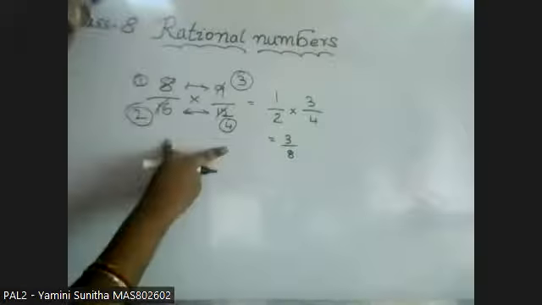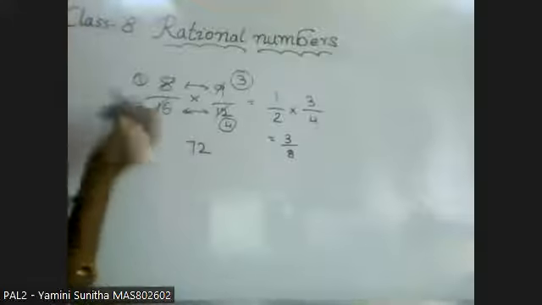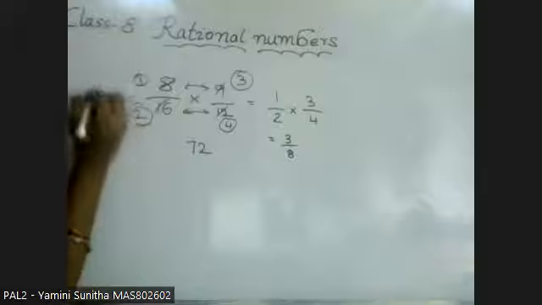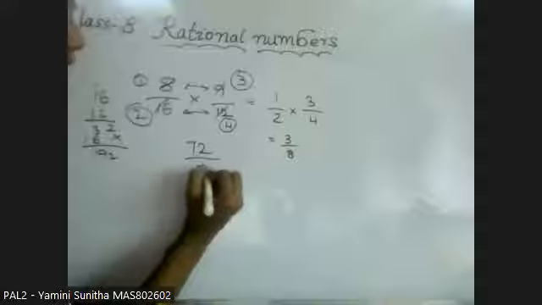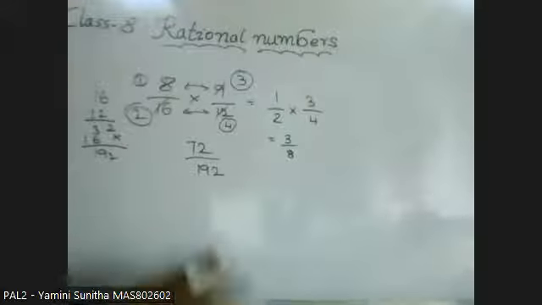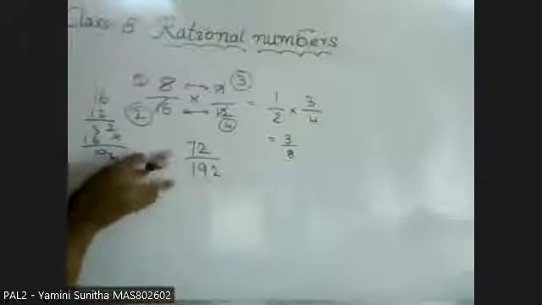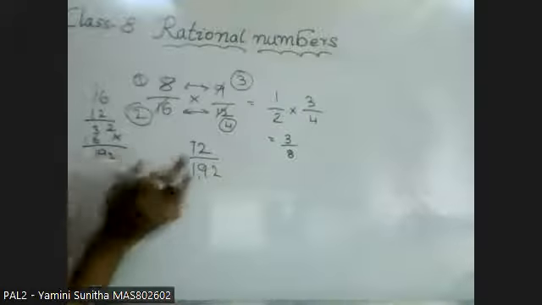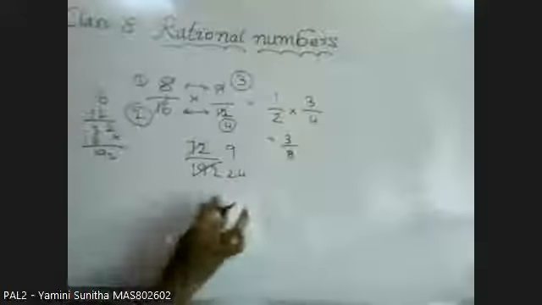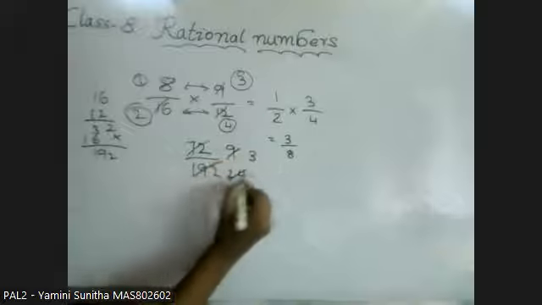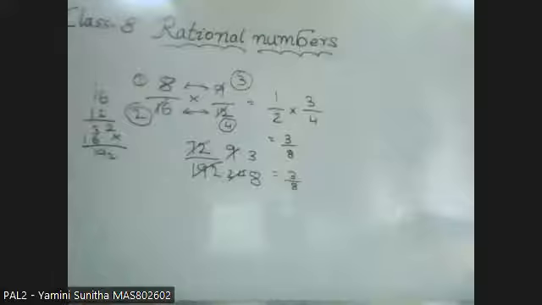Or you can multiply and then make it into simplest form. For example, what is 8 into 9? 72. And what is 16 into 12? Let us calculate. 192. So now let us make it into the simplest form. Both values are divisible by 8. 8 nines are 72, and 8 times 24 is 192. Again, 3 times 3, 3 times 8. So again we are getting the same result. Any procedure according to your convenience you can follow.